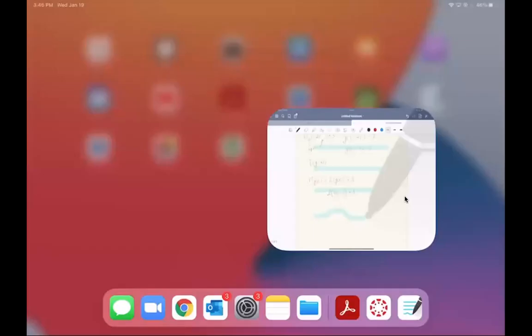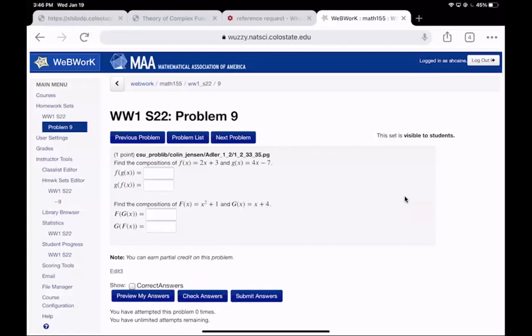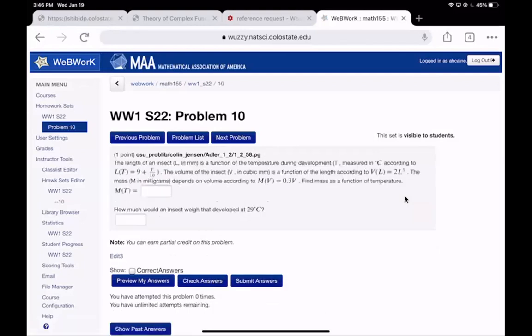So this is what I want to demonstrate with WebWork. We have 2 times 4x minus 7 plus 3. Oh, I just hit next problem. Dang, try again. 2 times 4x minus 7 plus 3. And let's hit submit this time. There we go, that's correct.